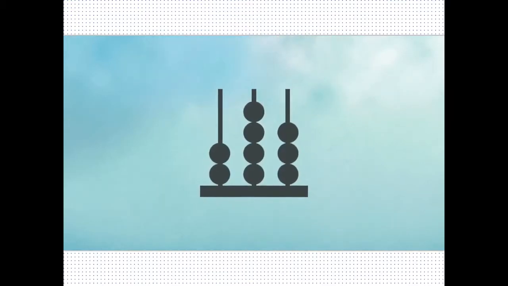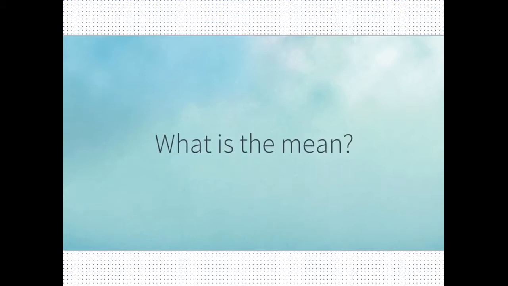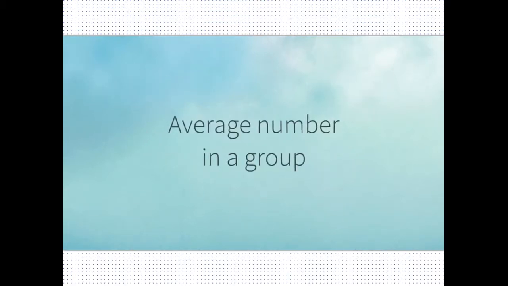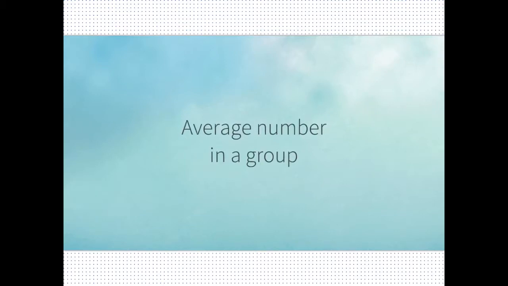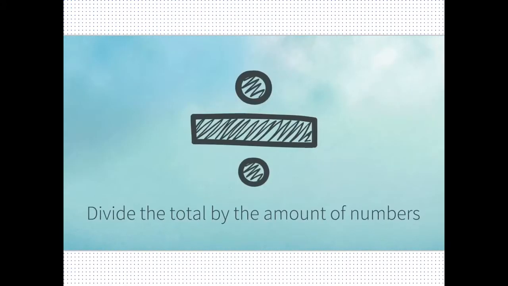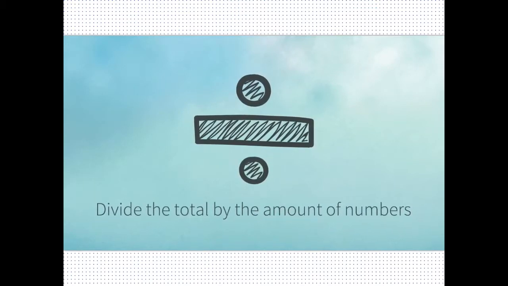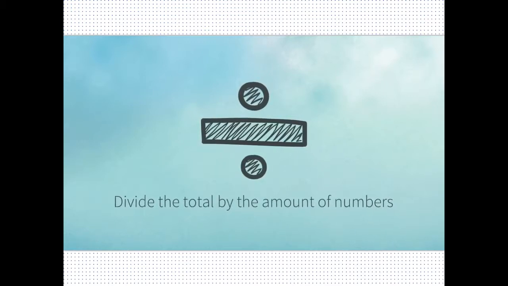Today we're going to talk about how to find the mean of a group of numbers. So first, let's discuss what is the mean. The mean is the average of a group of numbers. It's a calculated central value of a set of numbers. So, how do we solve for the mean? First, you need to add the numbers you are given together. Now take that number and divide it by the amount of number sets given to you.